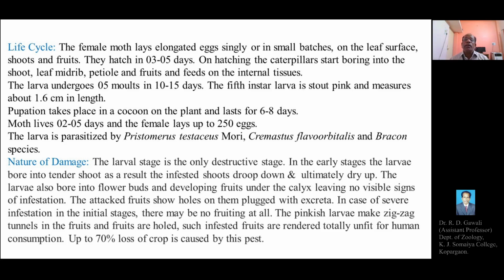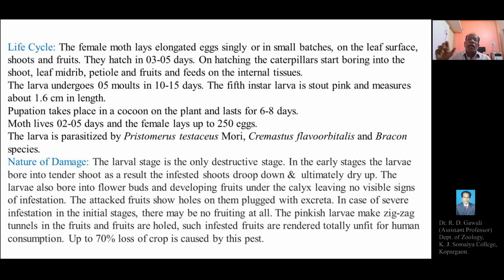On hatching, the caterpillar starts boring into the shoot, leaf, midrib, petiole and the fruits and feeds on the internal tissues. So in the initial phase of its development or on hatching, it feeds on to the different parts of the brinjal plant, that is shoot, leaf, midrib, petiole and the fruits, feeding on the internal tissues. The larva undergoes 5 moltings within a period of 10 to 15 days.